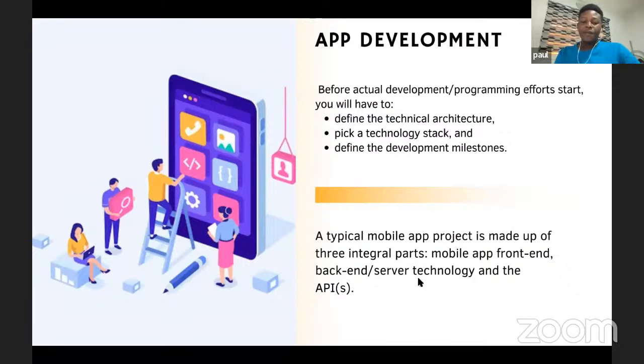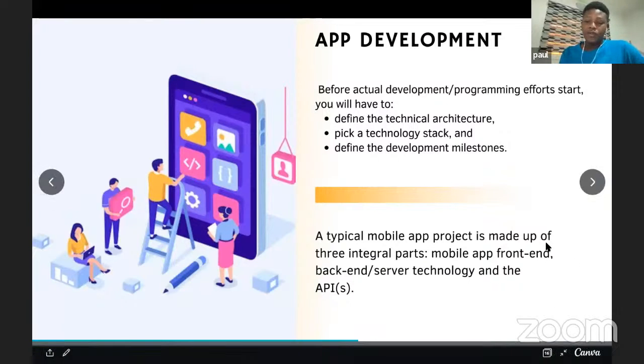We have the back end part. That's the server technology. Those are what handle it when you send your messages or include plugins in your application. Those are what the backend does. And we have the APIs. Let's go on to front-end technology.